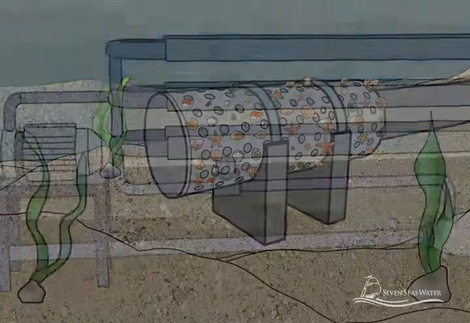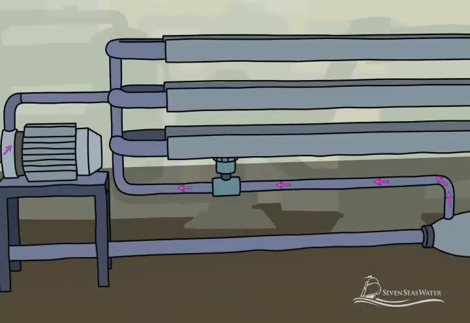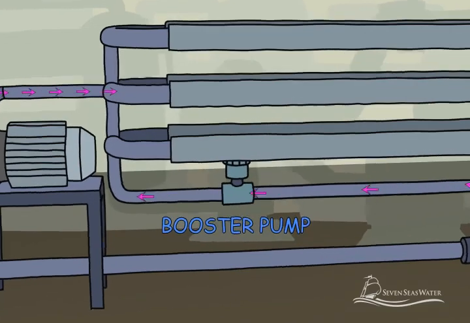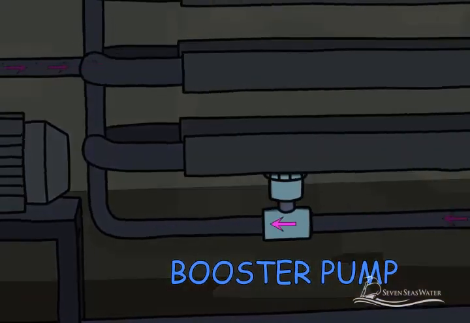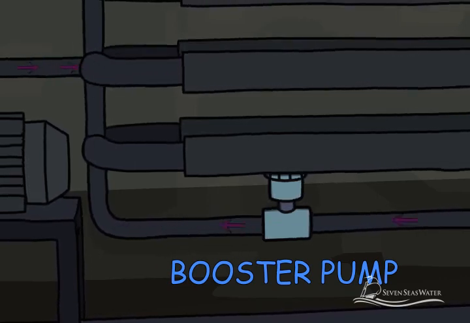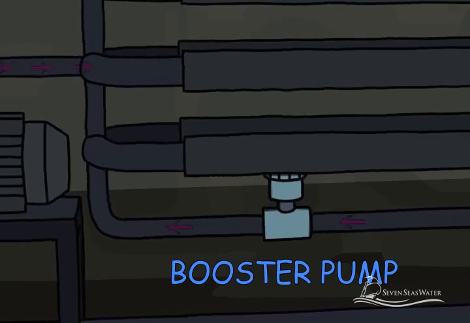The pressurized seawater leaving the energy recovery device has its pressure boosted by a small booster pump so that it is at the same pressure as the seawater leaving the high-pressure pump. The boost is necessary as some pressure has been lost as the stream travels through the reverse osmosis system.